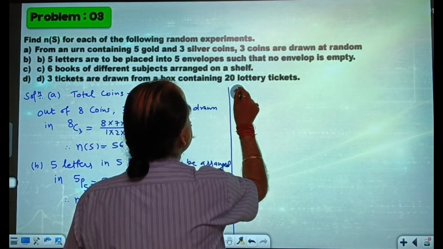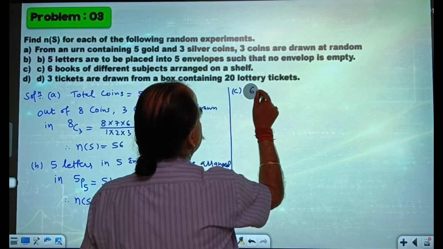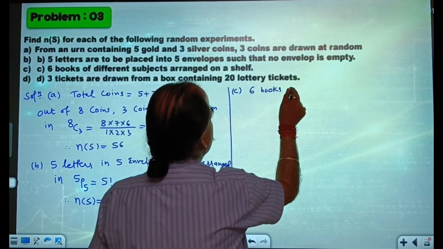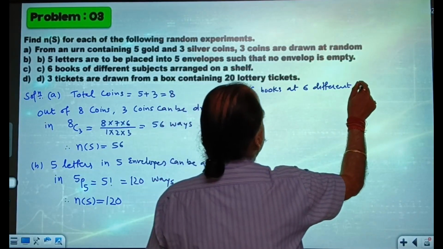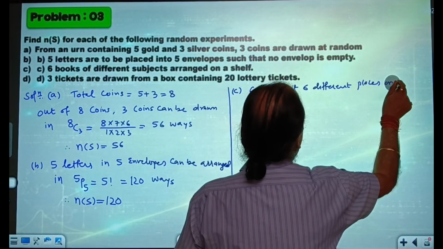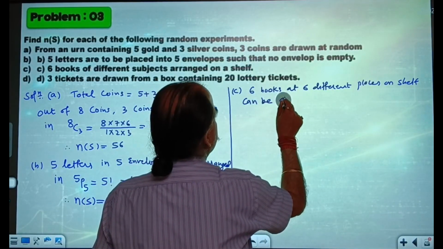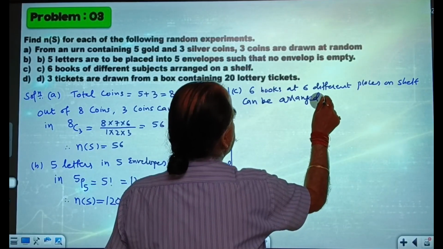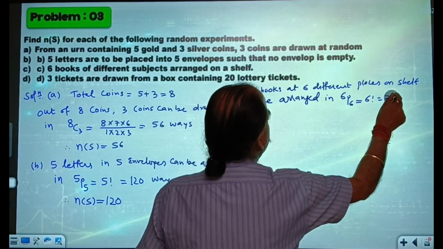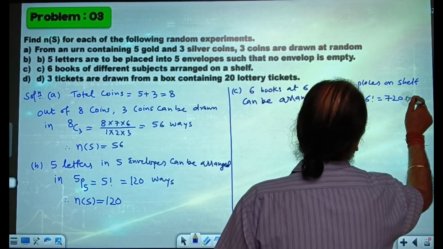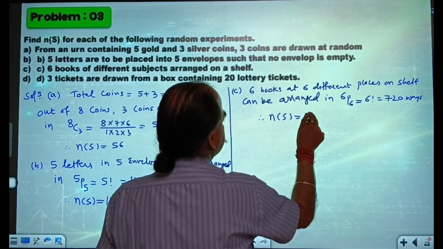C is: 6 books of different subjects are arranged on a shelf. 6 books at 6 different places on the shelf can be arranged in 6P6 equal to 6 factorial, 720 ways. n(S) is 720.